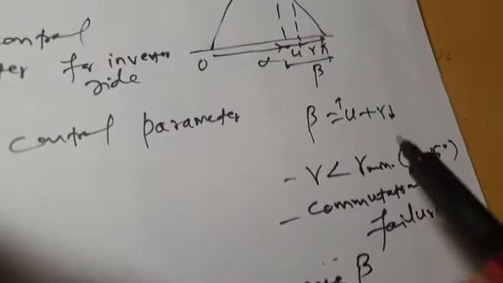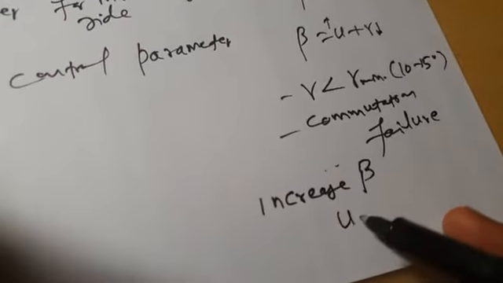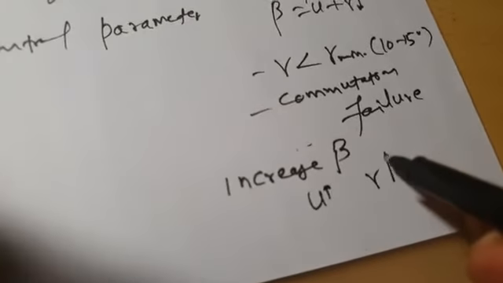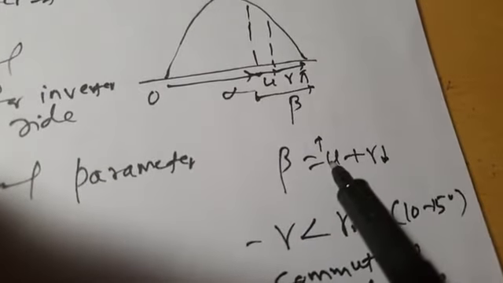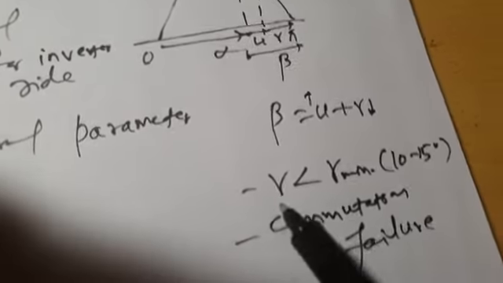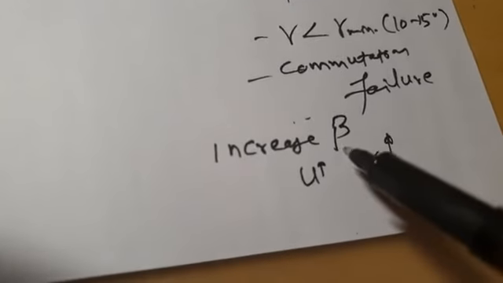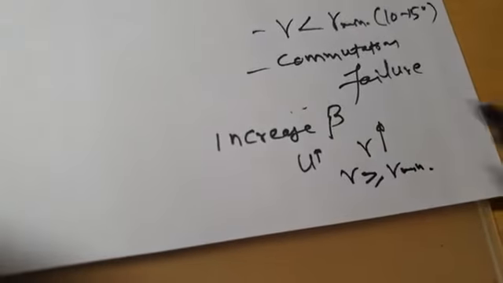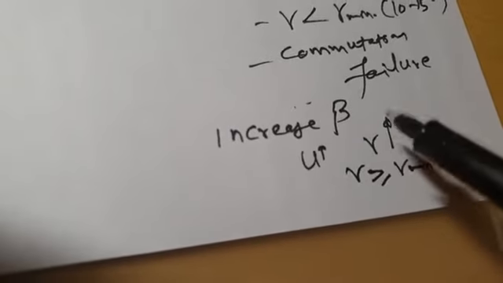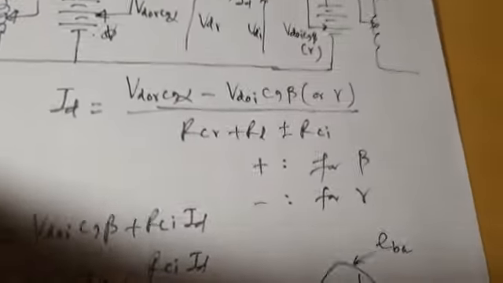Can you increase beta? Because of some faulty condition, U increased, gamma decreased because beta is constant, so gamma became less than gamma min and it resulted in commutation failure. You can avoid commutation failure if your controller increases beta, because then gamma increases and becomes greater than or equal to gamma min, and that will avoid commutation failure. But the problem with beta increase is that it will increase the harmonics in the currents which are flowing on the AC side of the converter.